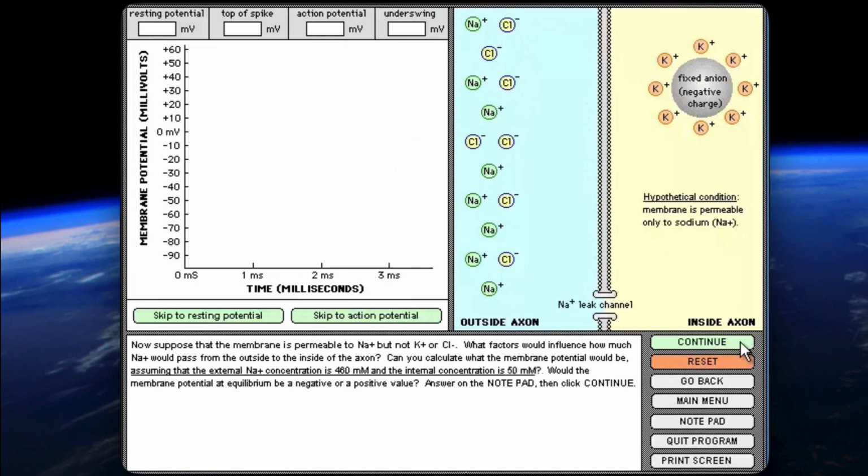Now suppose that the membrane is permeable to sodium but not potassium or chloride. What factors would influence how much sodium would pass from the outside to the inside of the axon? Can you calculate what the membrane potential would be? Assuming that the external sodium concentration is 460 millimoles and the internal concentration is 50 millimoles, would the membrane potential at equilibrium be a negative or a positive value? Record your answer before continuing.